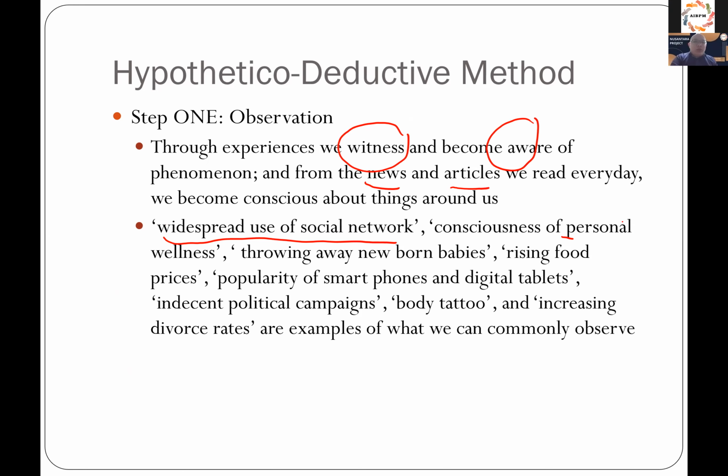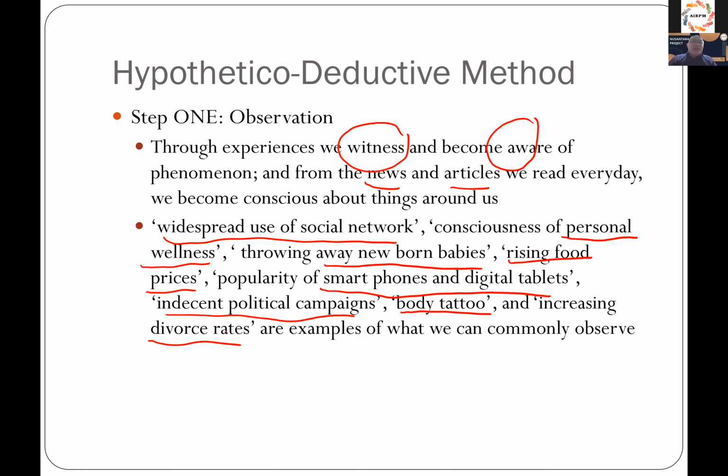Or consciousness of personal wellness, where people like to be healthy or to be rich. So now the consciousness is there. And we have a lot of issues, like the throwing away of newborn babies also. Why is that so? Or maybe rising food prices, especially in Malaysia recently. All types of foods, all the prices are rising. And the popularity of smartphones and digital tablets, especially among youngsters. So why is that so? And then indecent political campaigns, which might happen throughout the world. And body tattoos, increasing divorce rates. Yes, these are all examples we use to observe before we pick a title.